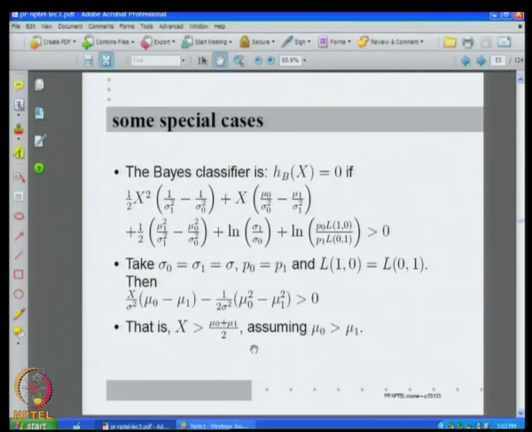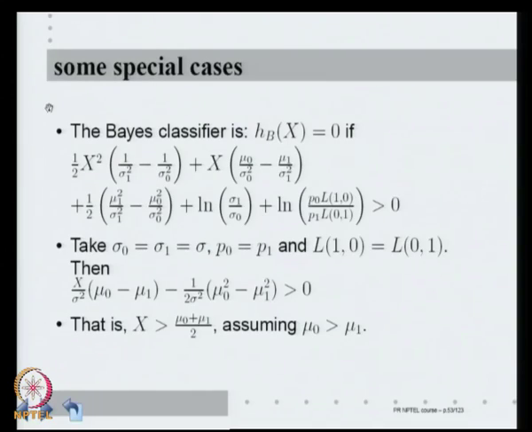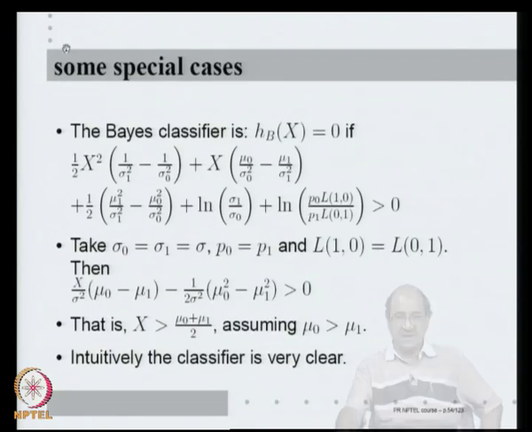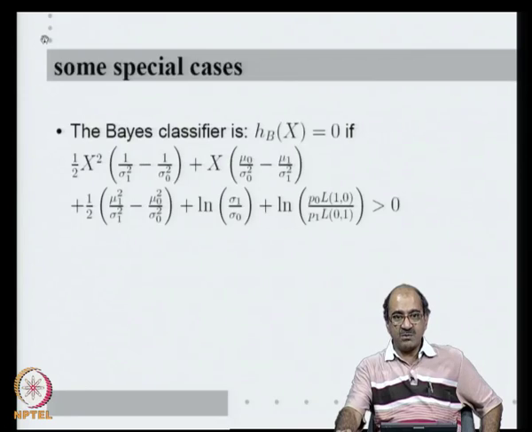So, we can say that this is a very intuitive classifier. The Bayes classifier gives you what we would intuitively think is the right one. Let us take one more special case.